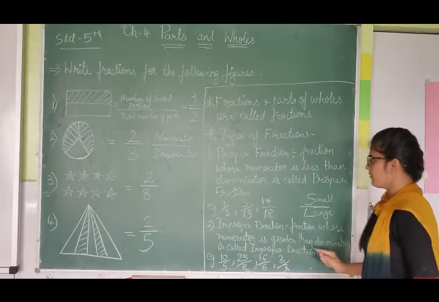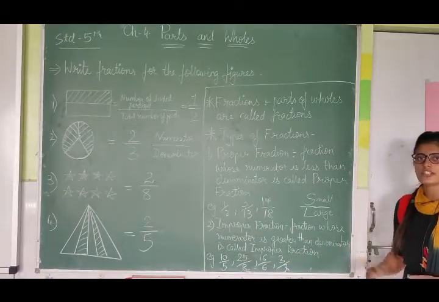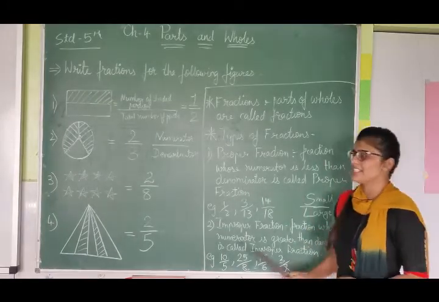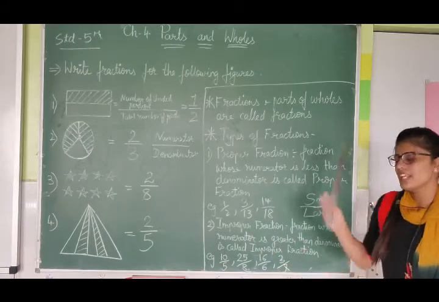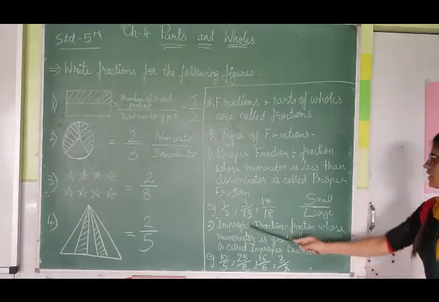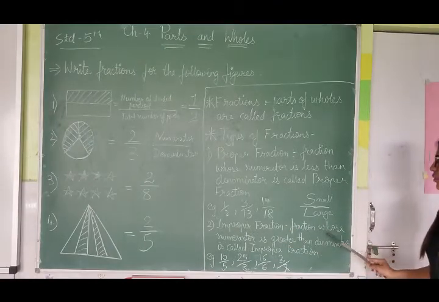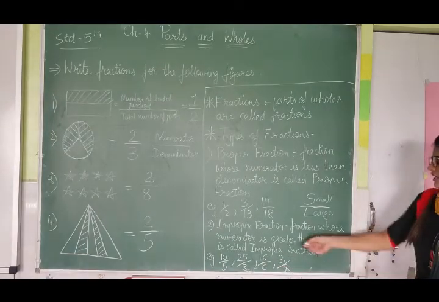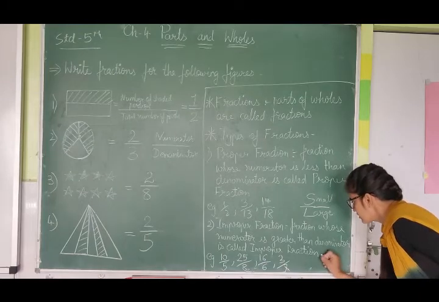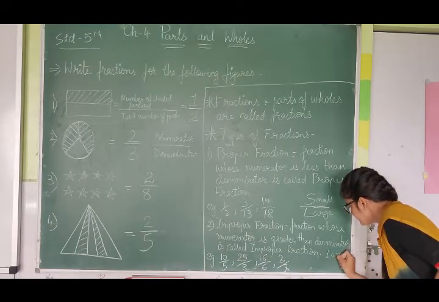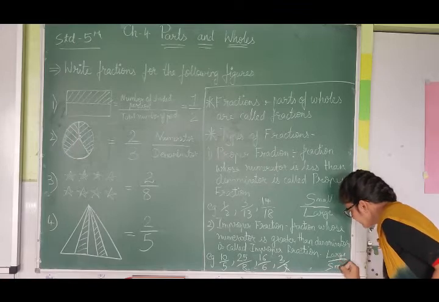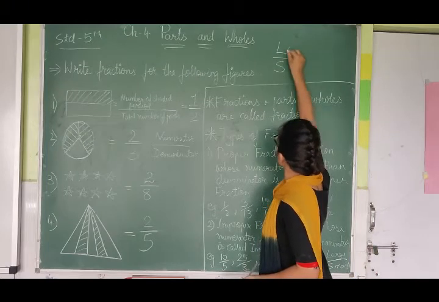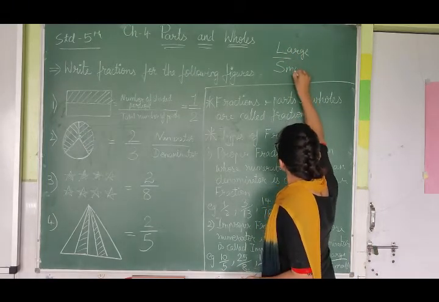Now second, improper fraction. So what was it about proper fraction? The same, but in the other way: whatever the numerator was less, in improper fraction the numerator will be large. So the fraction whose numerator is greater than the denominator is called an improper fraction. So we can write this as large by small. If you are not able to see, I will write down over here L by S, large by small.